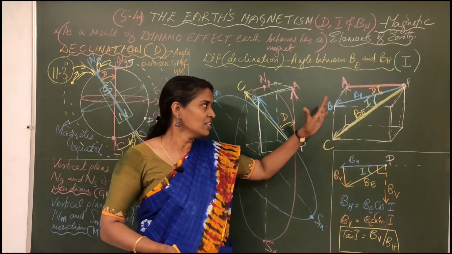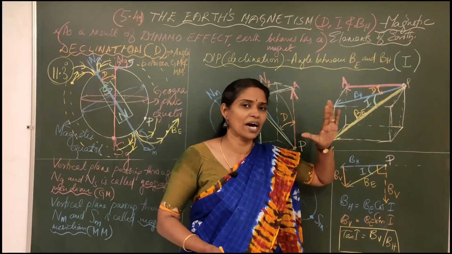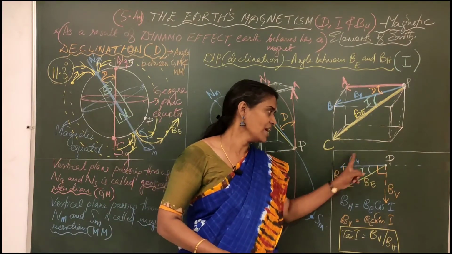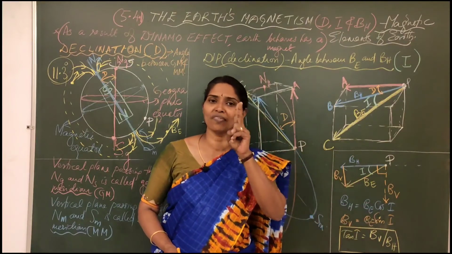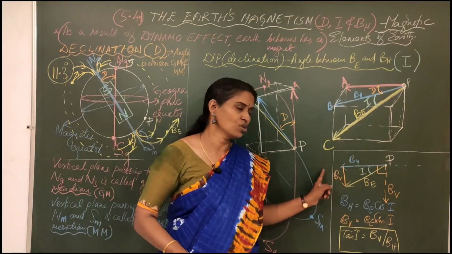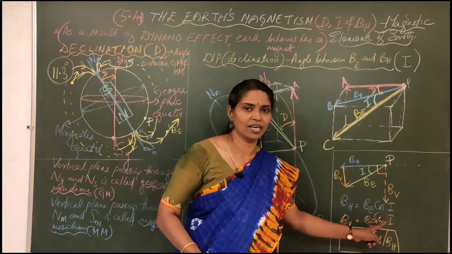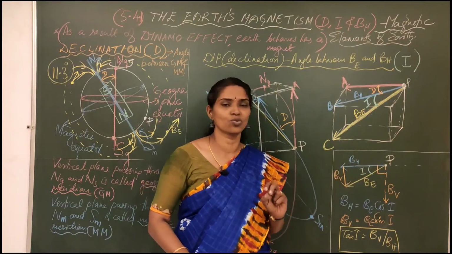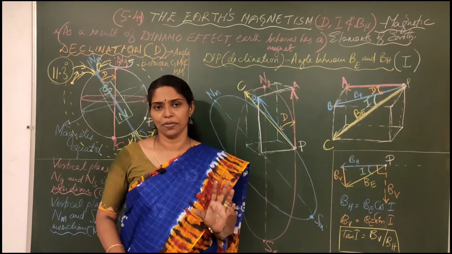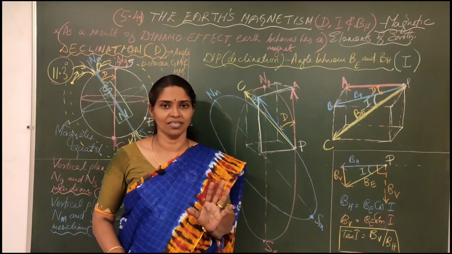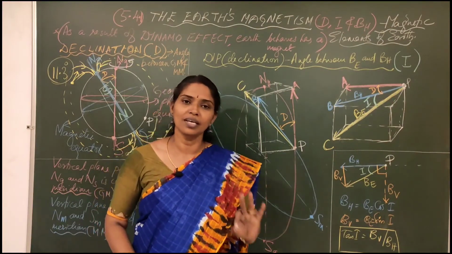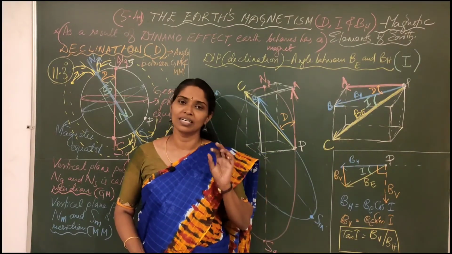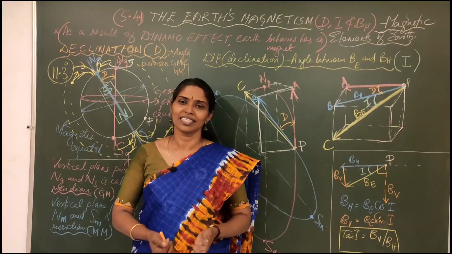Finally, this BE, which is the diagonal of the parallelepiped, can be cut into two parts, one horizontal and the other vertical. This is the resolution of a vector into two: BH horizontally, BV vertically. The angle between BH and BE is known as I, that is dip or inclination. Hope it is clear. Three terms, dip, declination and BH, are the three magnetic elements of the earth. Clear?